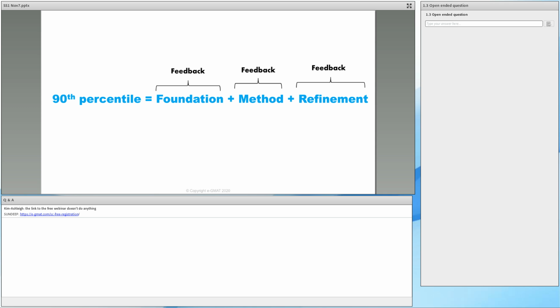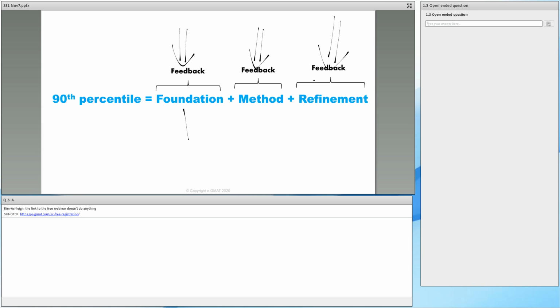And you need feedback at each of these stages. When you're building that foundation, you need 100+ points of feedback. When you're learning the method, you need about 40 to 50 points of feedback to get to that 90th percentile. Remember, you want to be among the top 10 percentile of students. When you're doing that refinement, about 30 to 35 points.